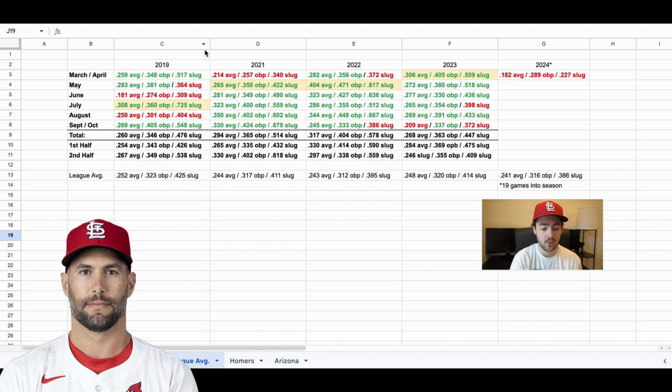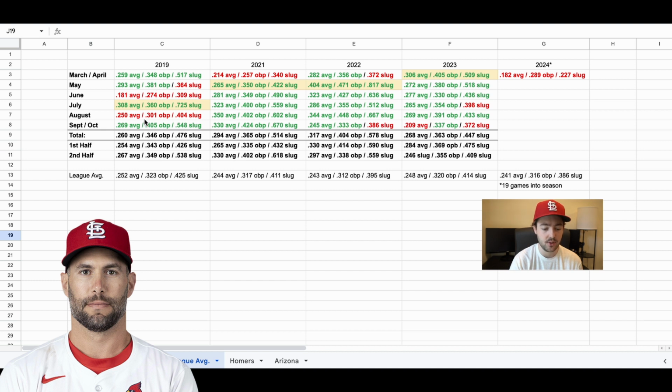So as we look at 2019, he was playing just a little above league average. His slug was a little higher, but .259 average compared to a league average of .252. .348 on base compared to .323 on base. So there was nothing really there to show me that he had a slow start, but he was about league average. And then he really, really dipped here.